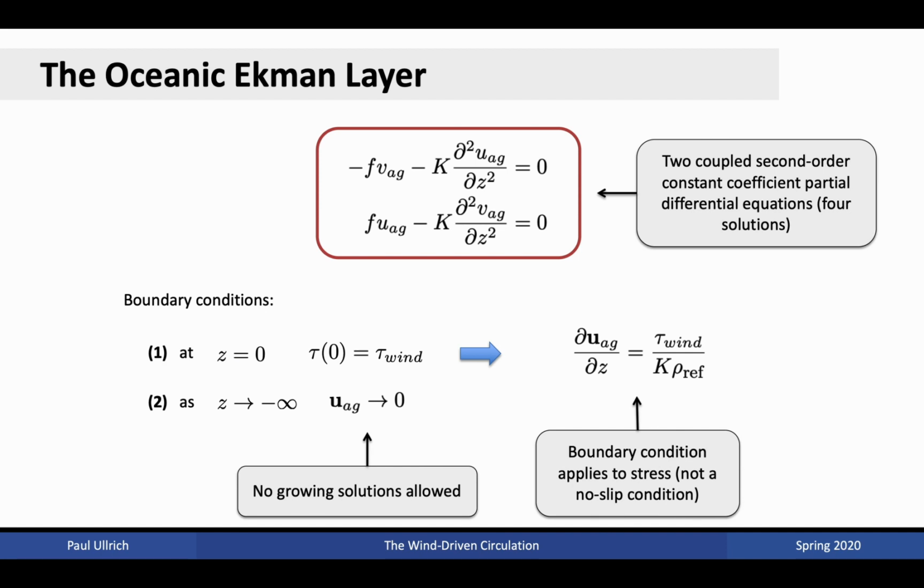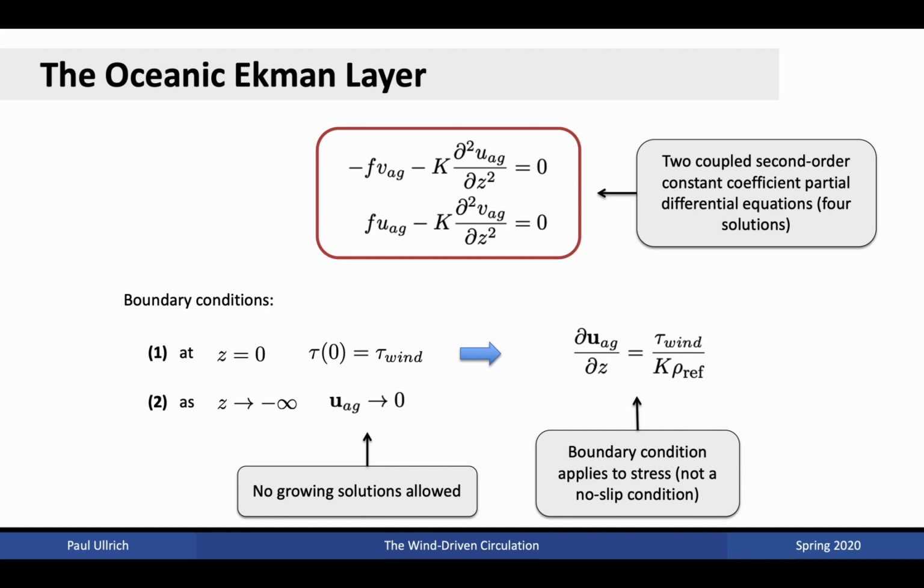We've got two coupled second-order constant coefficient differential equations. If we take the second derivative of the top equation and substitute in the second equation, we'll obtain a single differential equation in terms of the dependent quantity u ag. This is a fourth-order constant coefficient differential equation. Thus, the solutions are e to the a x, where we can solve for the coefficient a.